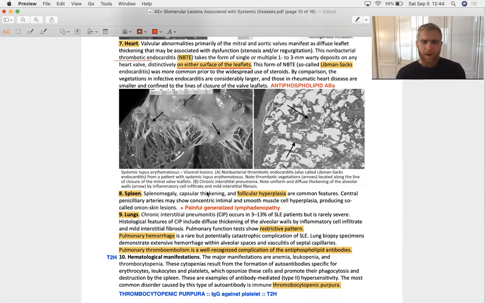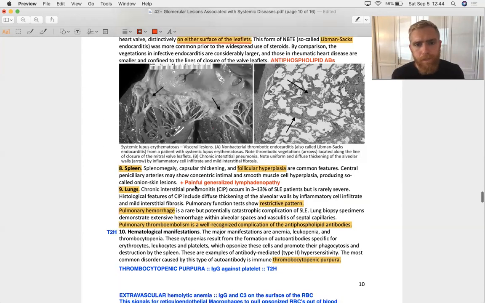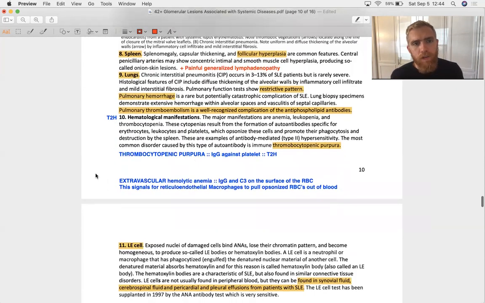And if you get a mitral murmur, you're going to hear it at the apex of the heart. And if it's aortic, you're going to hear it top right listening post, second intercostal space next to the sternum. All that good stuff. Spleen.